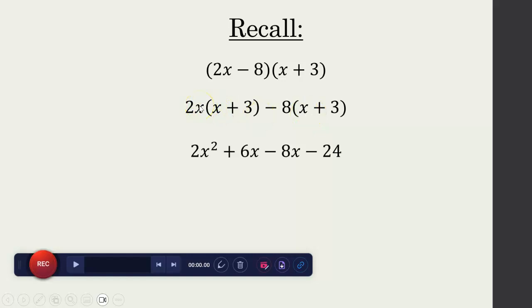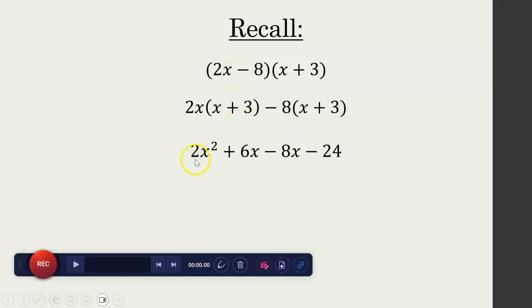Okay, well, what's my next line going to be? 2x by x is 2x squared. 2x by 3 is 6x. That's the first part done. Now let's look at the next part. Minus 8 by x is just minus 8x. Minus 8 by 3 is minus 24. So all of this is just expanding brackets. If you're having trouble with this, I'd recommend looking at the expanding brackets video.